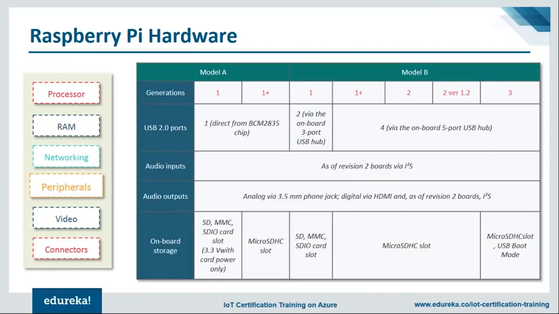Now talking about the peripherals in Raspberry Pi, there are basically four USB ports. Now this has been introduced in Model B version 1 plus onwards, and today you have a lot more that you can do with respect to that. Even audio input ports and audio output ports have not changed over the years, but the onboard storage has changed a lot with respect to it.